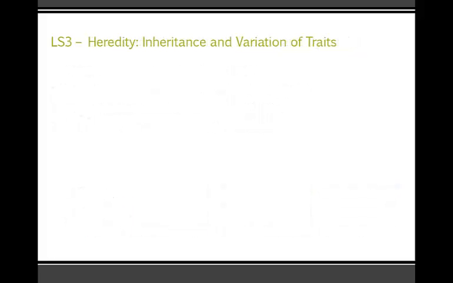LS3 is heredity, inheritance, and variation of traits. And there are two questions for this. How are the characteristics of one generation passed on to the next? And how can individuals of the same species and even siblings have different characteristics?